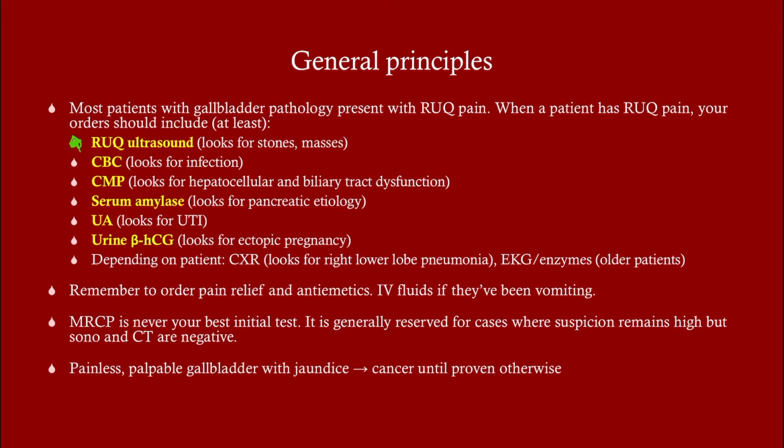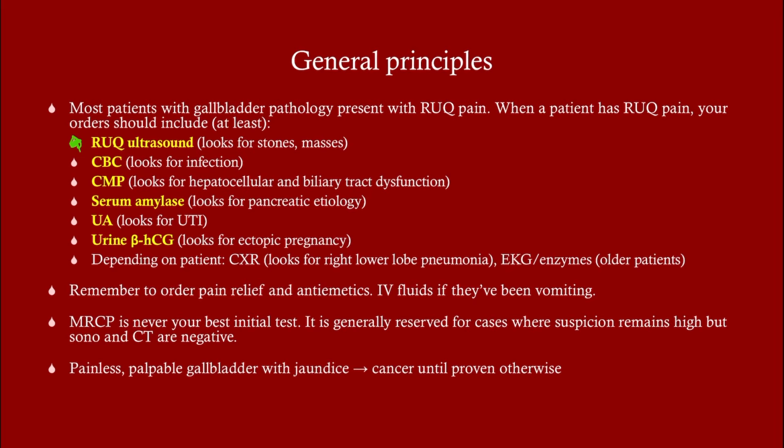Now, yes, we're getting all these other labs and we're going to get them right away. We're talking CBC, looking for an elevated white count, which can point to an infection. CMP, which remember is your electrolytes and liver function. That can look for hepatocellular versus biliary tract dysfunction. Amylase, because some of this can masquerade as pancreatic etiologies. Urinalysis, because right upper quadrant can actually be right flank pain, which can be difficult to distinguish. So look for a UTI.